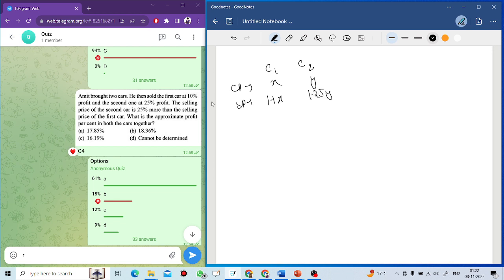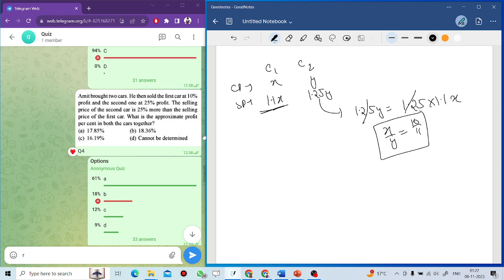The selling price of second car, 1.25y, is 25% more than the selling price of first car. So 25% more, we can write it as 1.25 into 1.1x. So this gets cancelled and we can write x by y as 10 by 11. So we got x by y as 10 by 11. The question is, what is the approximate profit percentage?